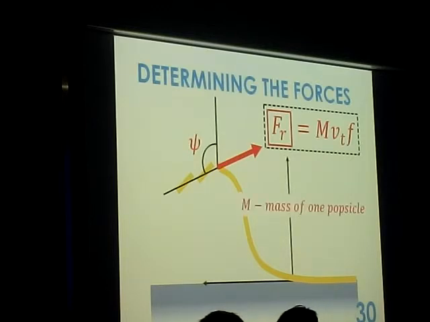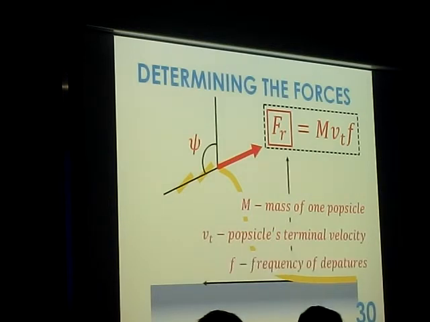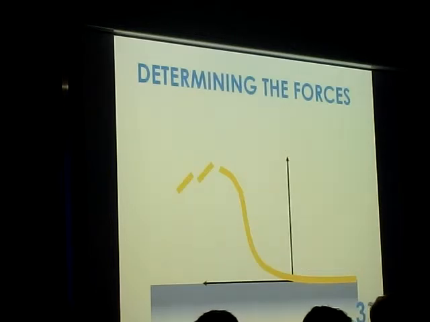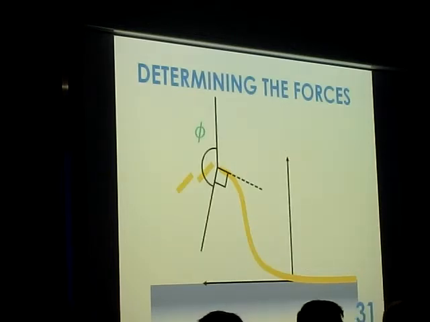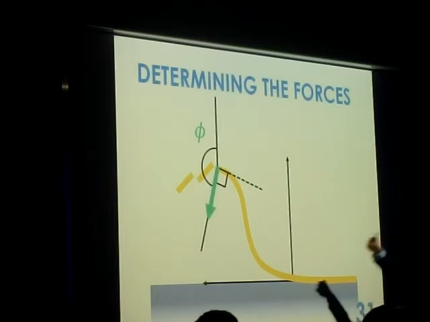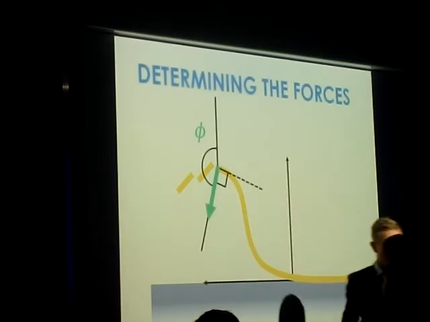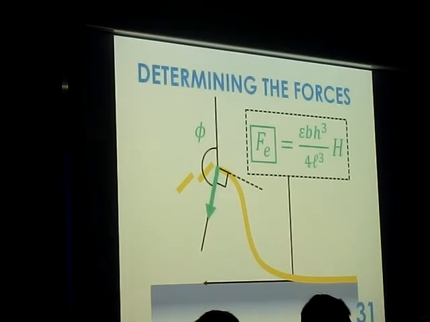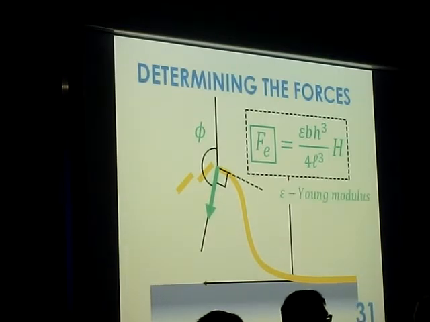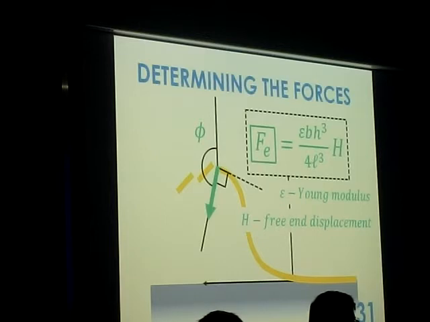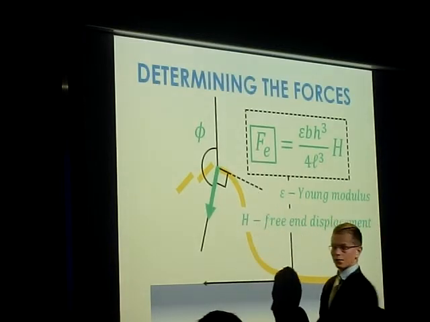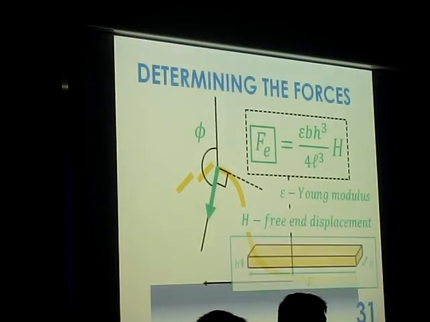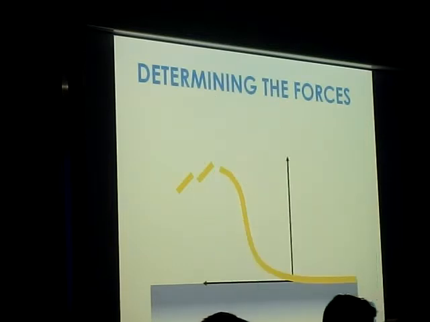can be defined as this, where m is the mass of one obstacle, vt is the terminal obstacle's velocity, and frequency is the frequency of departures, f. And then there will be another force, which will be acting perpendicular on the end of the cobra, and that is the elastic force, which is dependent on the Young's modulus, the displacement of the free end, and the dimensions of the sticks.